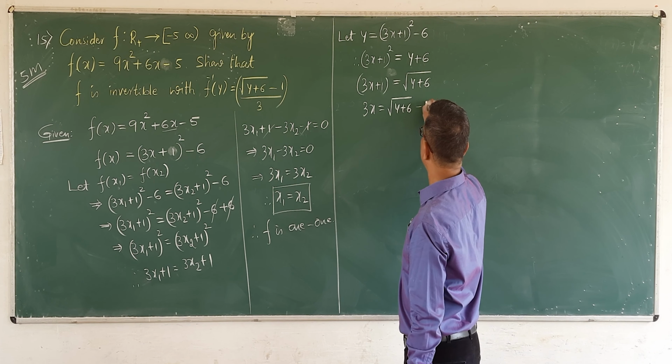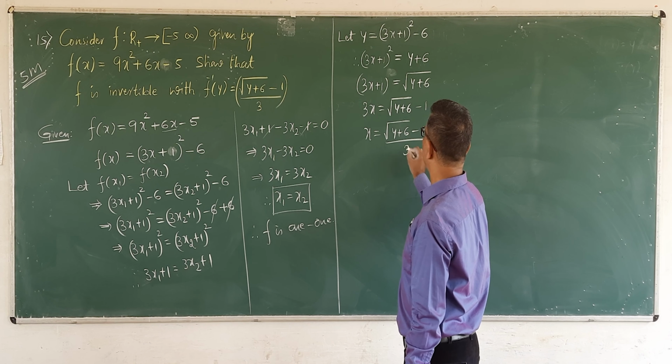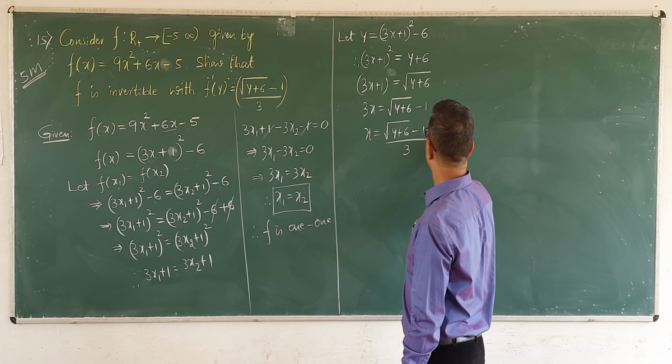That 1 goes to the right side, minus 1. Divide by 3. x is equal to (root y plus 6 minus 1) divided by 3, which belongs to R plus, the set of positive real numbers. Right? Therefore, the domain goes into the semi-closed interval minus 5 to infinity, including minus 5. Take values more than minus 5. Don't take less than minus 5.